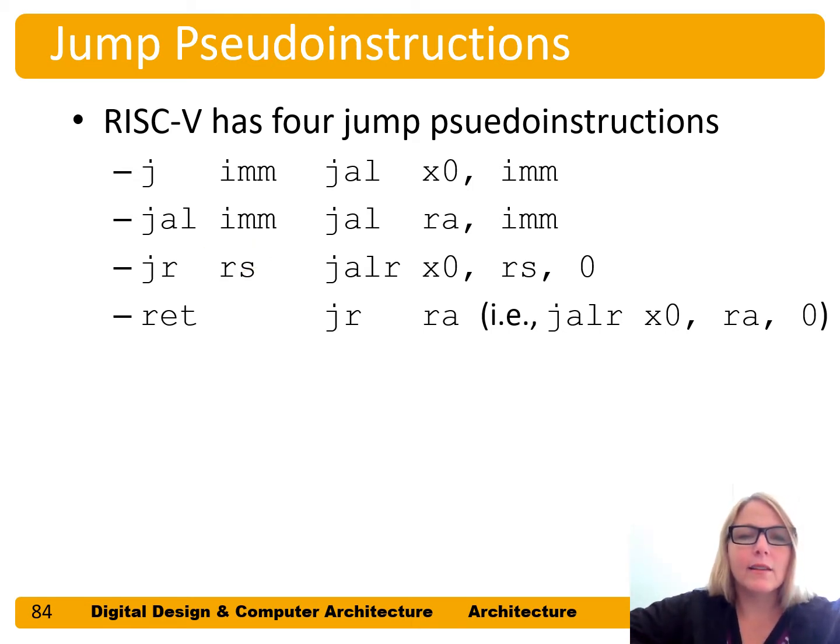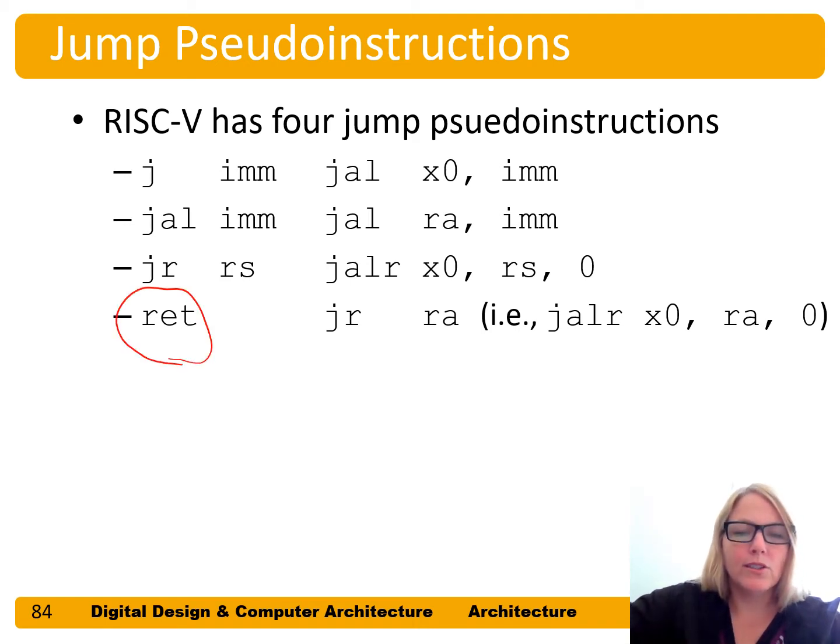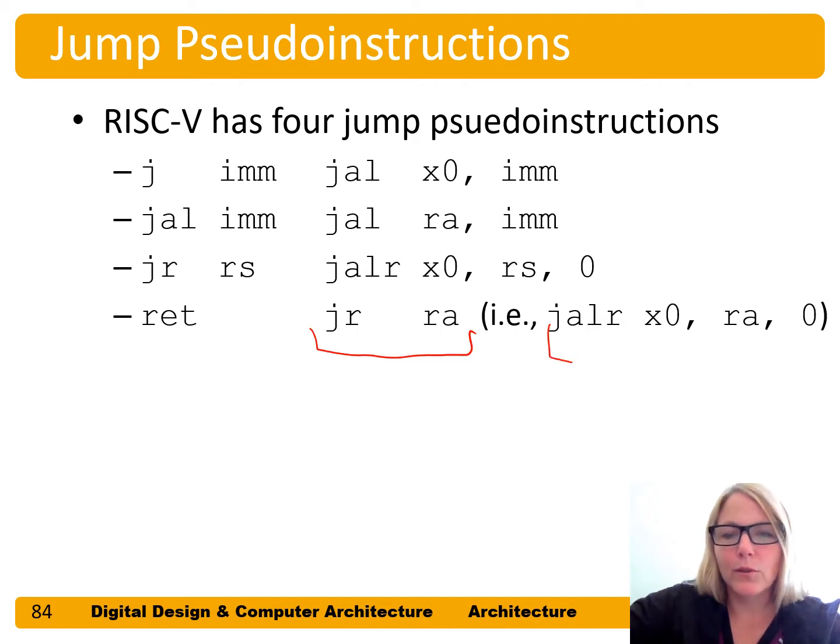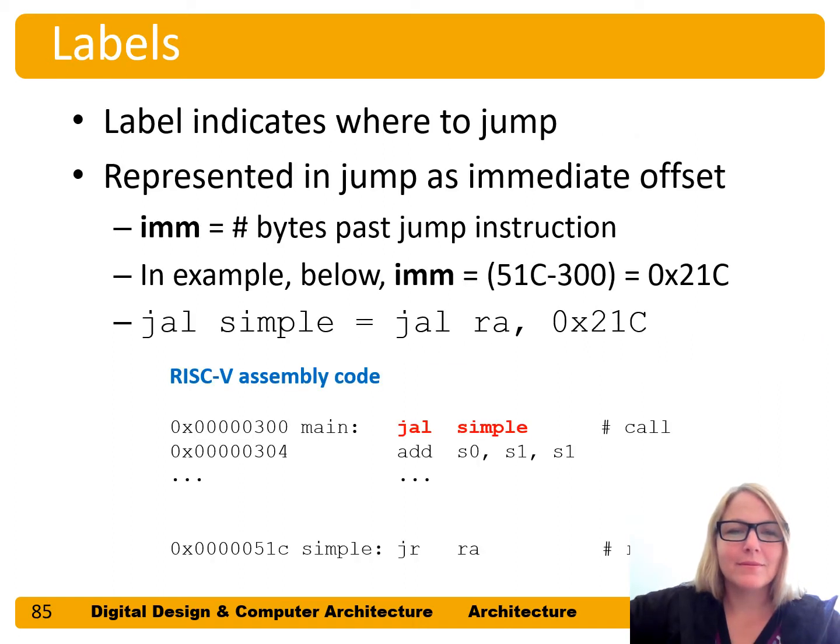And the last pseudocode we have is the return instruction, or RET, which is JR RA, which we know is pseudocode for this itself. So our label indicates where to jump to, and it's represented in jump as an immediate offset. So the immediate is the number of bytes past the jump instruction. So this is an offset from the current PC.